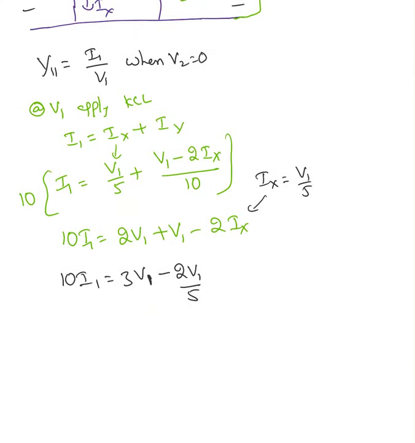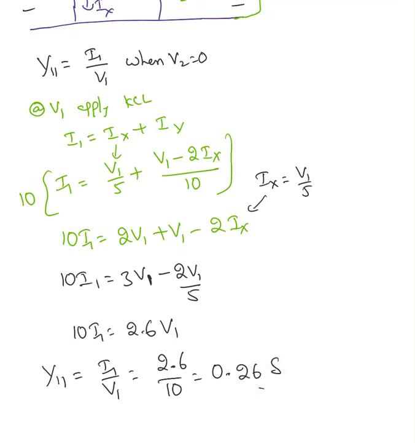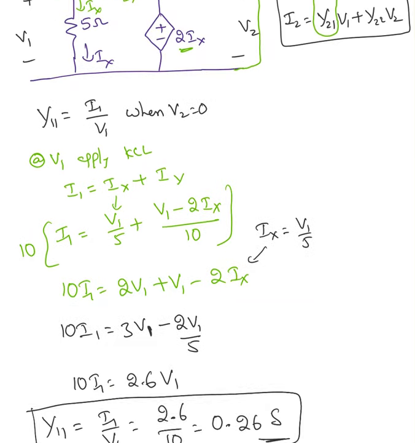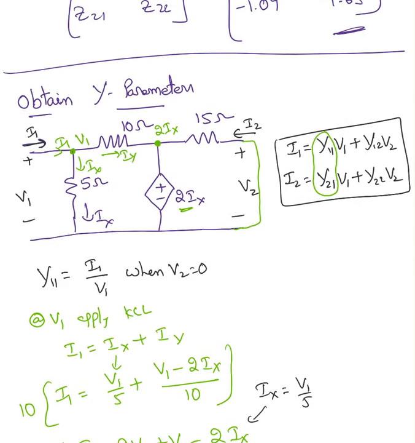Okay, so basically 2 over 5, which is 0.4. So 10 I1 equal to 3 minus 0.4, which is 2.6 V1. Okay, y11 is nothing but I1 over V1, which is 2.6 divided by 10, which is 0.26 Siemens. This is our y11. Once we have y11, finding y21 shouldn't be difficult.